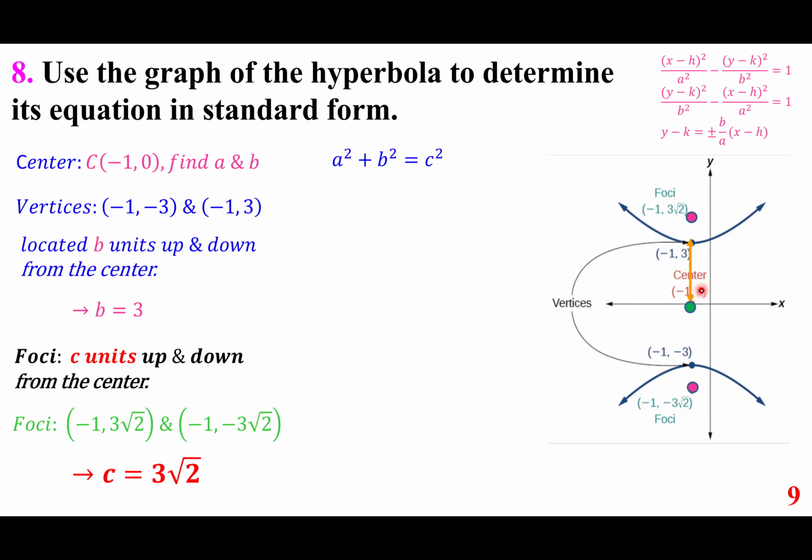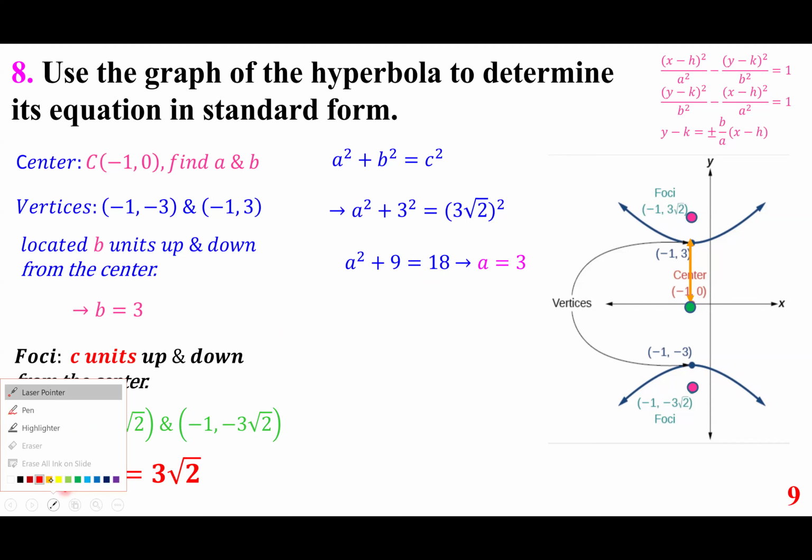a squared plus b squared equals c squared. We have the b, we have the c, we plug in. When we square this one, we get 9. This one we get 9, this one we get 2, the product is 18. I hope you know how to do this, everybody: 3 squared and square root of 2 squared, and multiply. This becomes 9 times 2, 18. So that means a squared is 9 and a becomes 3.